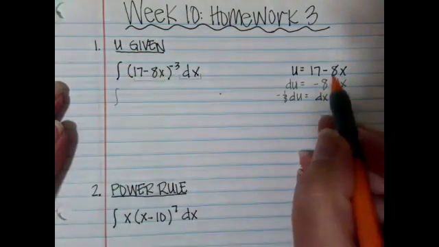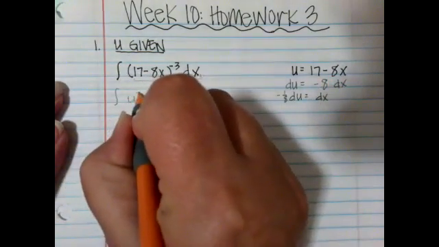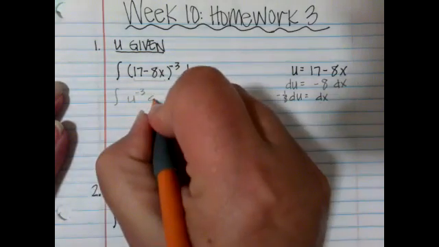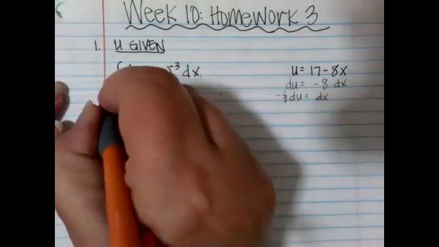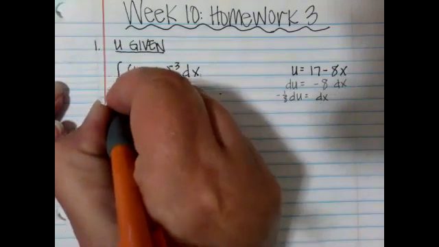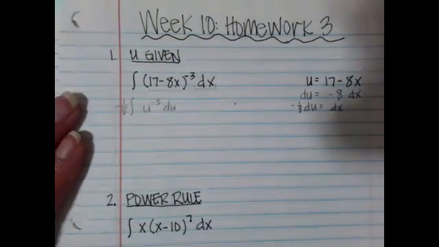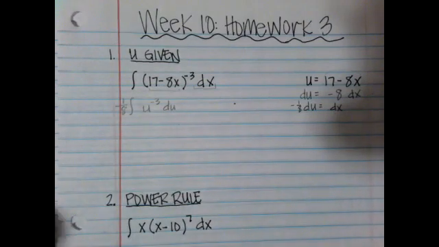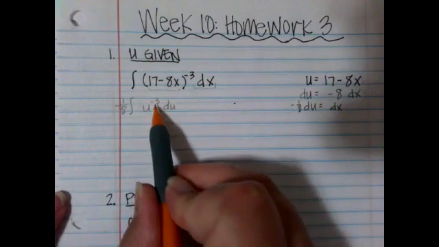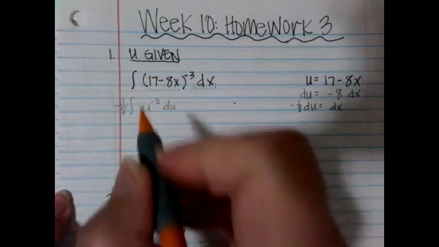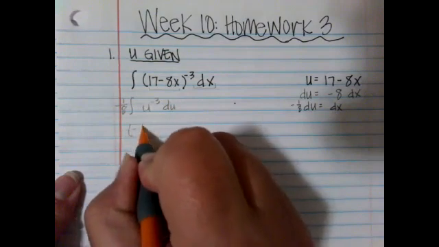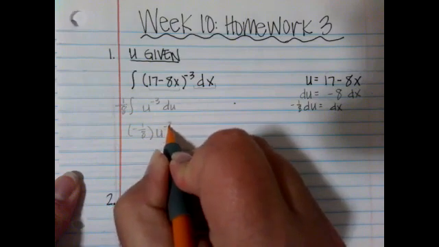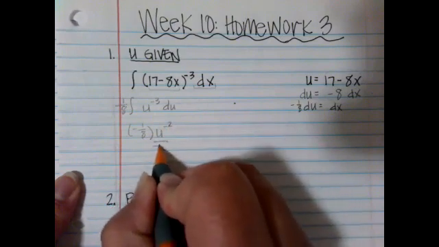So I'd have the integral of u to the negative 3, and then just my dx turns into du, and then you usually just put that negative 1/8 out to go along for the ride. Okay, and then we're just going to do regular integration. And so remember, the rule is that you increase the power by 1 and then divide by that new exponent. So I'm just going to keep that negative 1/8, and then u, and then increase that power by 1, and then divide by that new exponent.